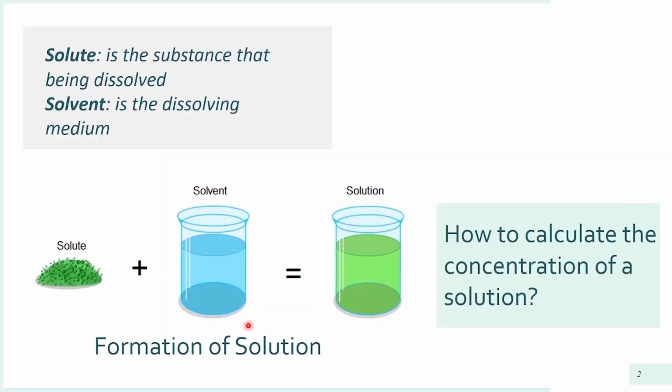How to calculate the concentration of a solution. Solutions consist of two parts, the solute and the solvent. The solute is the substance that is being dissolved, and the solvent is the dissolving medium. Usually, the solvent is present in a greater amount and the solute in a lesser amount relative to the solvent.